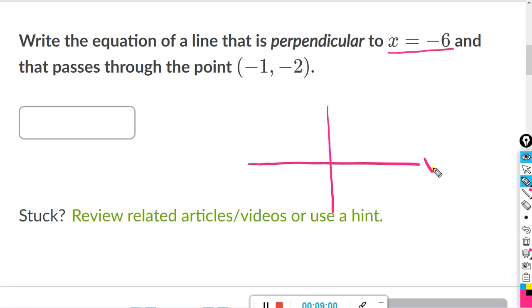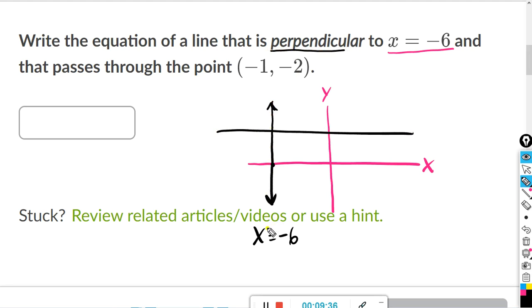We know left, right is the x-axis, up, down is the y-axis. And x equals negative 6, this is the x-axis. If we count out to negative 6, say about right there, the line for x equals negative 6 is basically like that. All right, so that line is x equals negative 6. Now, since this line is straight up and down, the line perpendicular to it will be straight left and right. Okay, so because it's going to have to make a right angle.